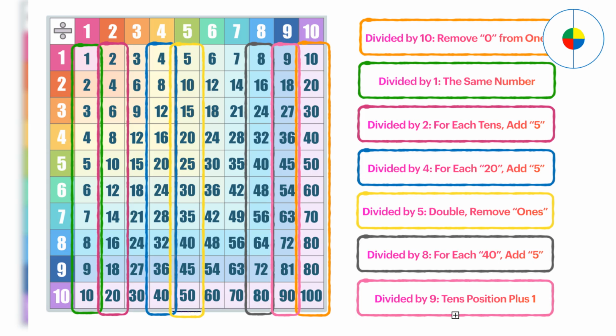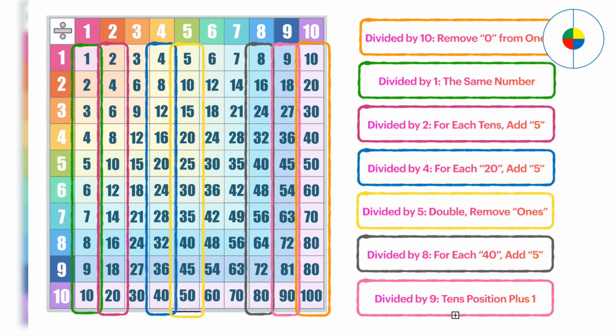Any number divided by 10, just remove 0 from the ones position. Any number divided by 1 is the same number. Any number divided by 2, for each 10, you add 5. If the number is less than 10, split the number as evenly as possible. Each of the new numbers is the result.